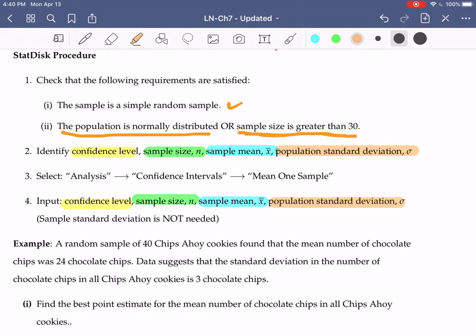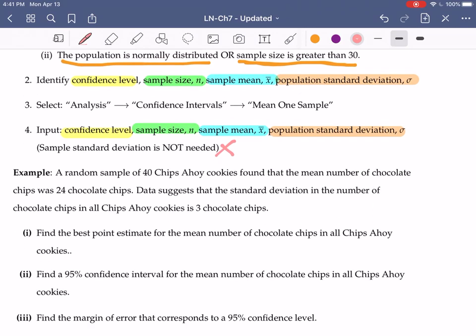The sample standard deviation here, we don't have it, or we might have it. That's really just extra information. We don't need it in this case. So we do not need the sample standard deviation.